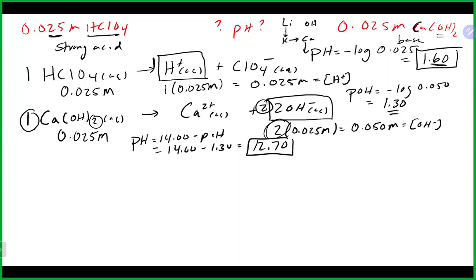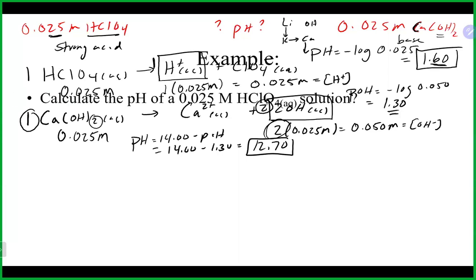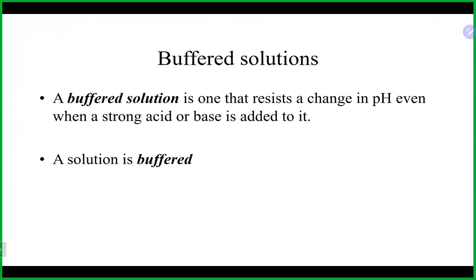Any questions on what to do with strong acids, strong bases, pH? Again, probably won't come across any weak bases or acids in terms of pH calculations until you get to 1B. All right. So the last thing we're going to talk about in this chapter here is buffers.